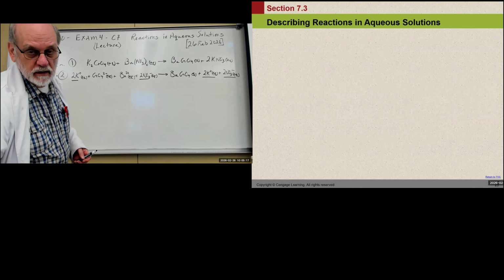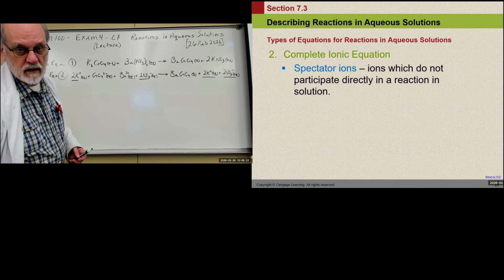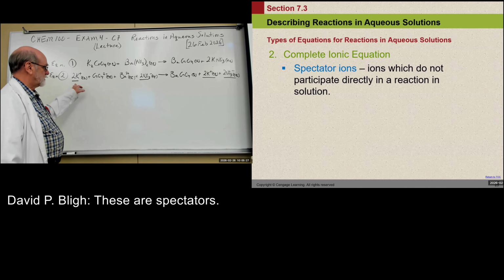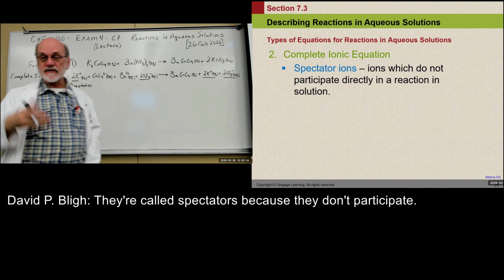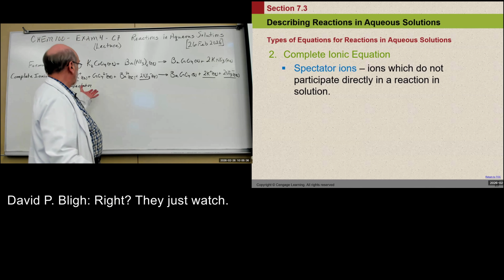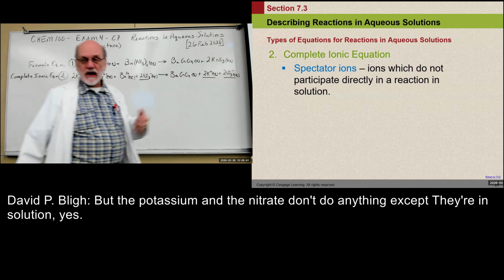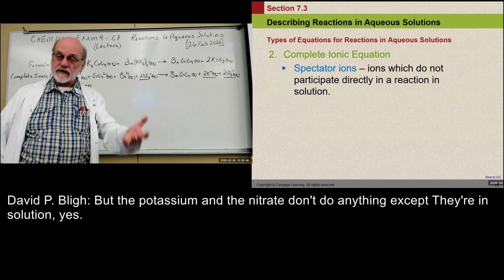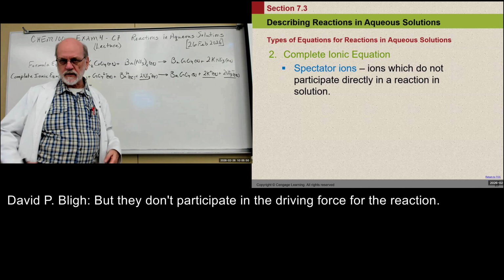What's left over, we eliminate the spectator ions. These are spectators. They're called spectators because they don't participate, right? They just watch. We get barium and chromate together to make a solid, but the potassium and the nitrate don't do anything except they're in solution, yes, but they don't participate in the driving force for the reaction.